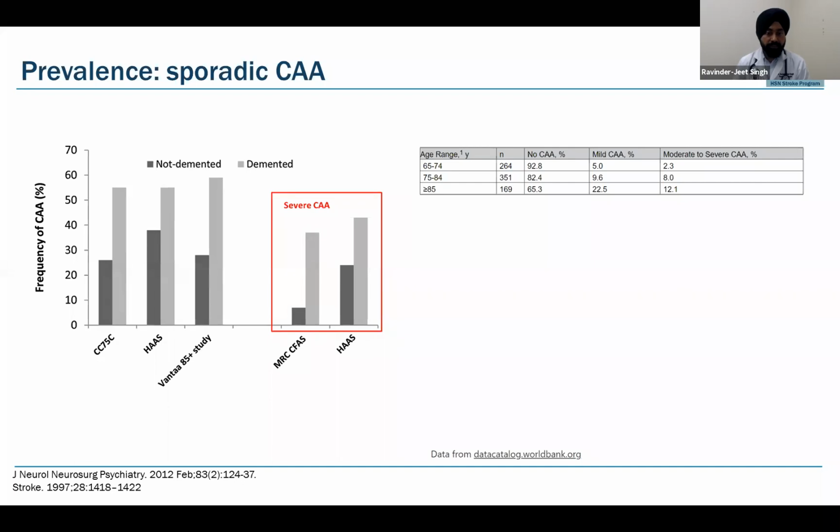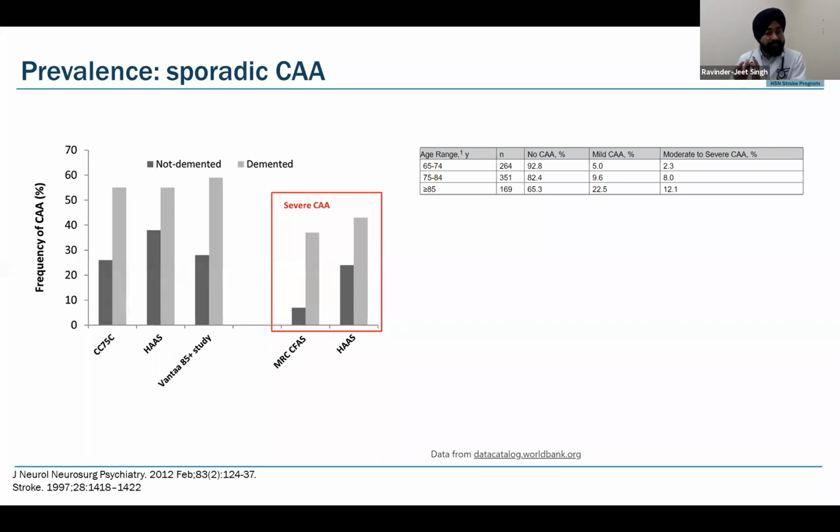having intracerebral hemorrhage. And if you look at some of the studies which I've shown here, the prevalence varies anywhere between 20 to 40% in patients who don't have cognitive impairment to up to 60% of patients have cognitive impairment. If you look only at the Alzheimer's disease, the prevalence could be as high as 90%.